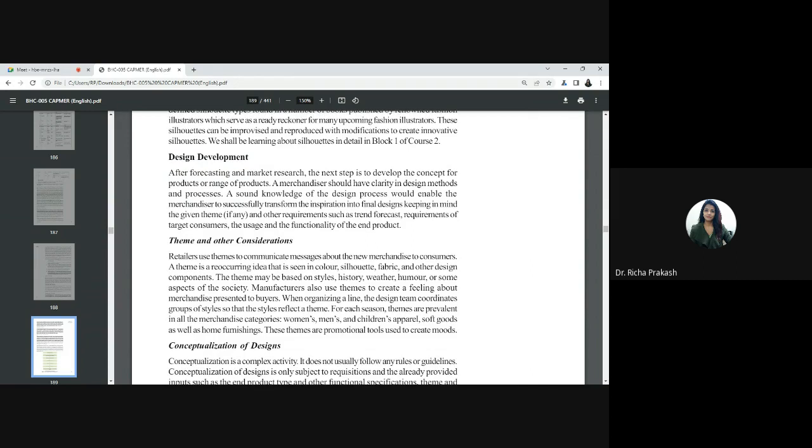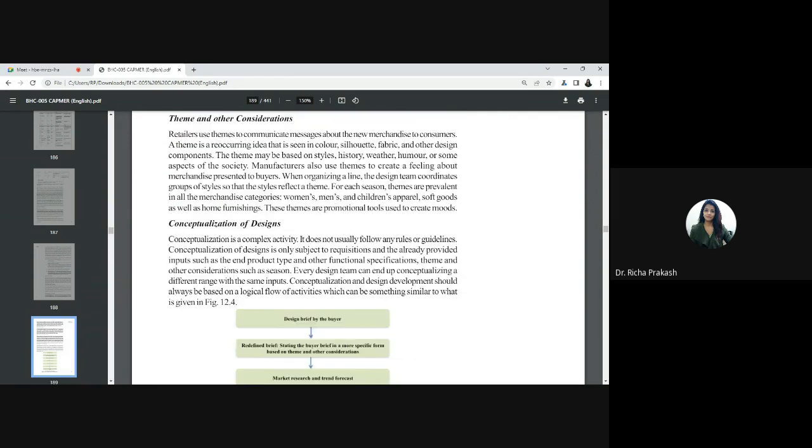Theme and other considerations, one has to know the theme. Whenever these fashion shows happen, actually any fashion week, there's always a theme behind that. It can be sustainability, it can be traditional, it can be some rajwada kind of theme, anything.